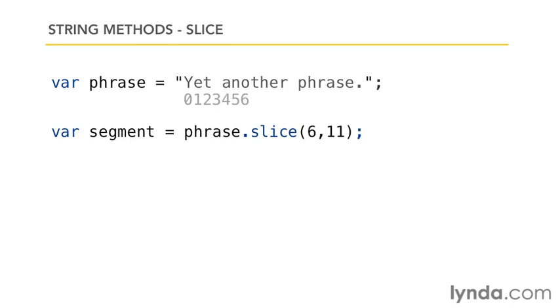So 0, 1, 2, 3, 4, 5, 6. 6 is the O of another. And then 11 would be the position we're going to stop by. So we're basically going to get 6, 7, 8, 9, 10. We'll get those letters and we'll store that result in the second variable. And that's how we could pull a section out of another string. There are also methods like .substring and .substr that do similar things, but they give us a couple of other options. I'm a fan of slice, but you can look at the others if you're interested.